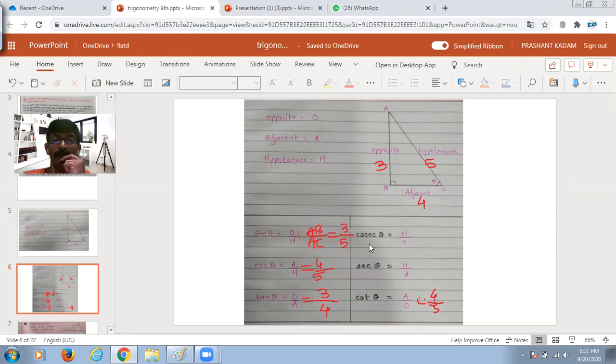And then cosec would be reciprocal of sine, or sine would be reciprocal of cosec. So what is sine? Opposite upon hypotenuse. So this will become hypotenuse upon opposite. I hope you understood this. Please put it quickly in your book. Hurry up, guys.